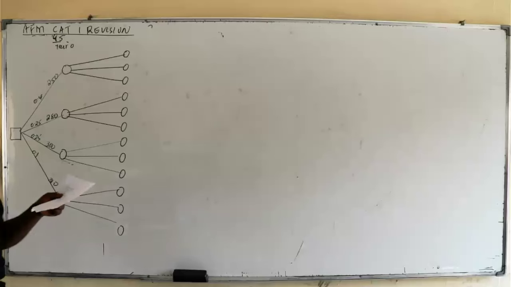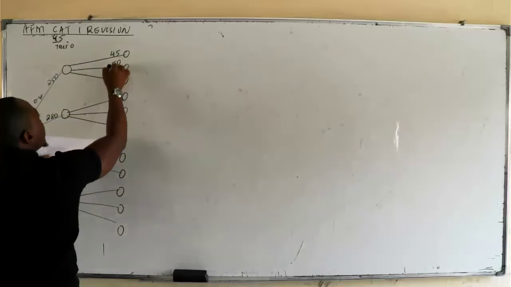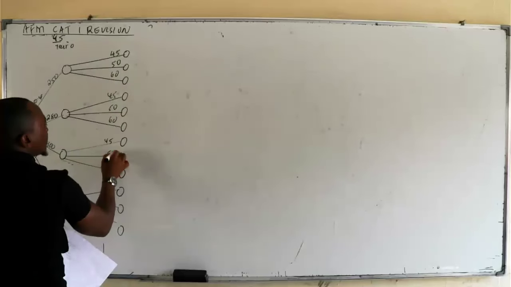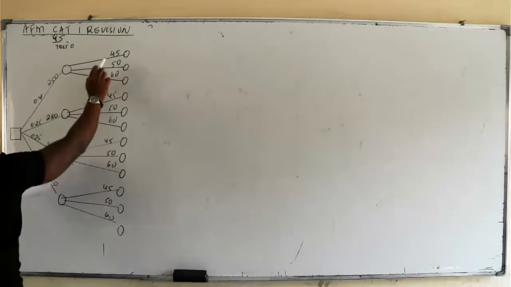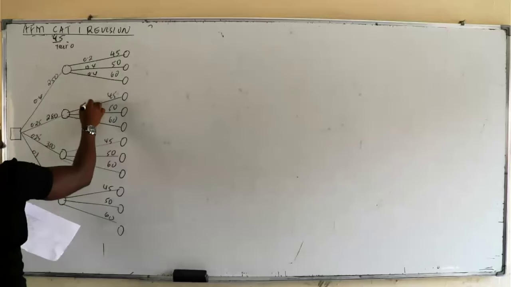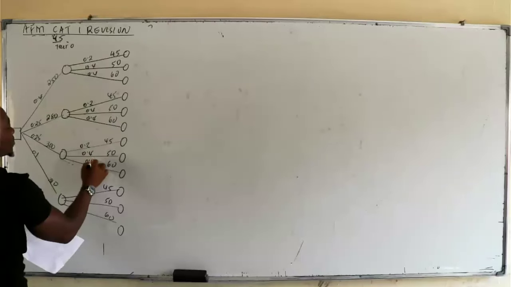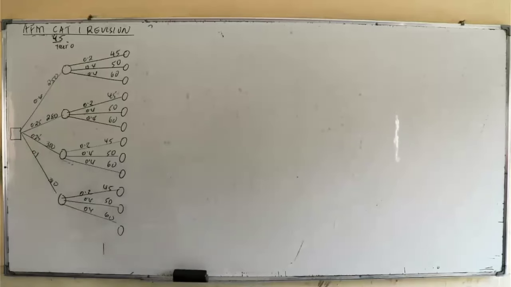Then we have the annuity, annual cash flow. So therefore, it's an annuity for 10 years. The project was for 10 years. It can either be 45, 50, or 60, for each branch. And we have the probability. Probability that the annual cash flow will be 45 is 0.2. Here we have 0.4 and 0.4. So 0.2, 0.4, 0.4 for each branch.